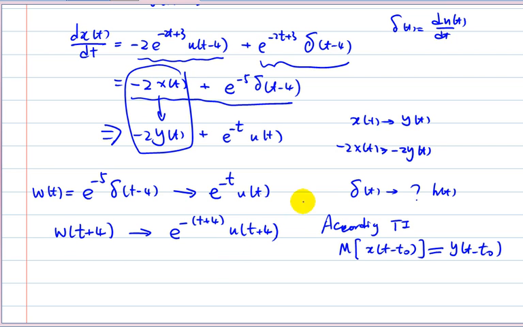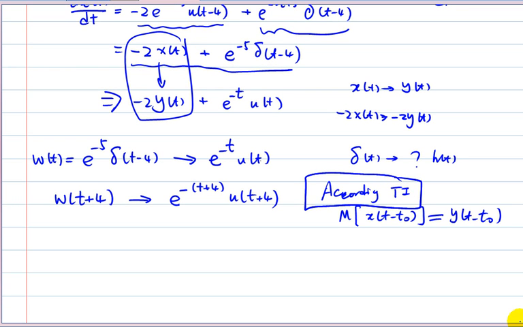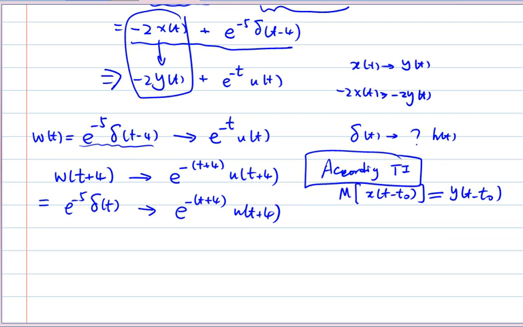So w of t plus 4 will produce this, and this is because of the time invariance property. But what is w of t plus 4? w of t is this, so for w of t plus 4, you replace the t here with t plus 4. There's no t here, but there's a t here, so replace this t with t plus 4. Well, t plus 4 minus 4 is t. So now we have e to the power of negative 5 delta t producing this output here.